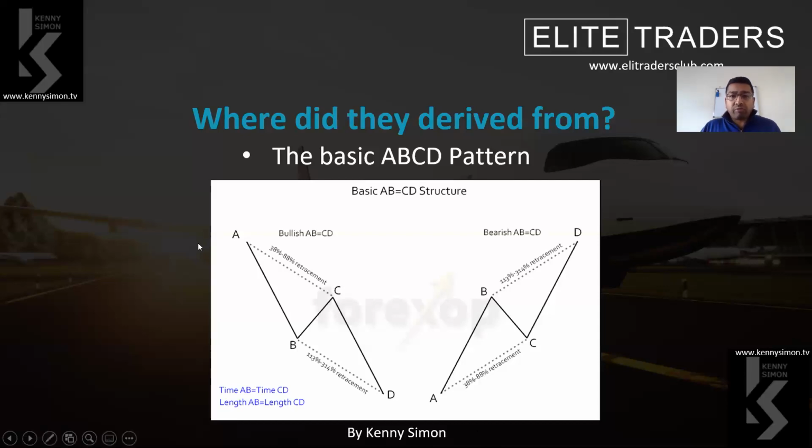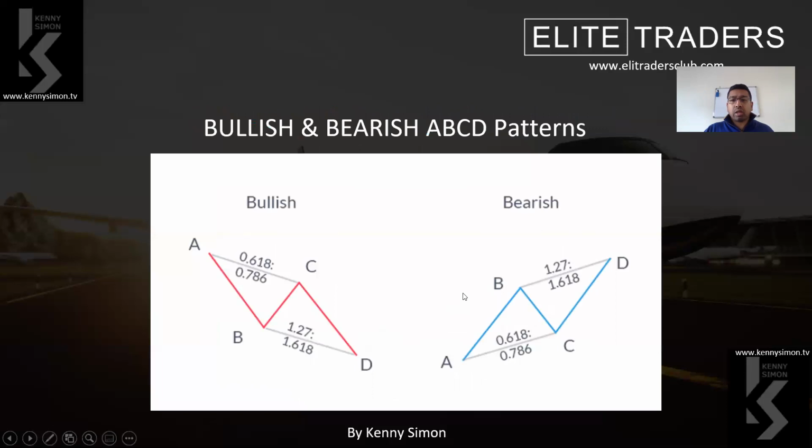Okay, so there you go. Very simple. We have got the basic AB equals CD structure. You've probably seen it already. Let me now go to my next slide. Now here, it's clearer. You've got your bearish pattern here and your bullish pattern. So it's made up of three legs: A to B, B to C, and C to D.